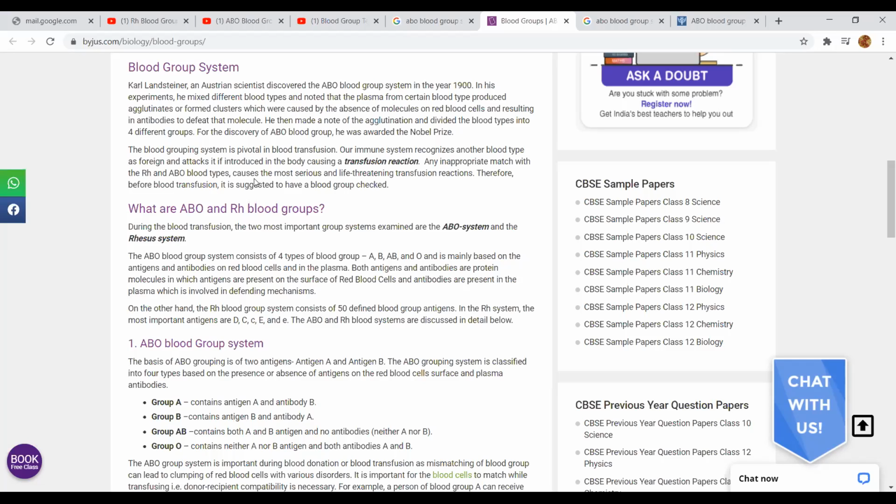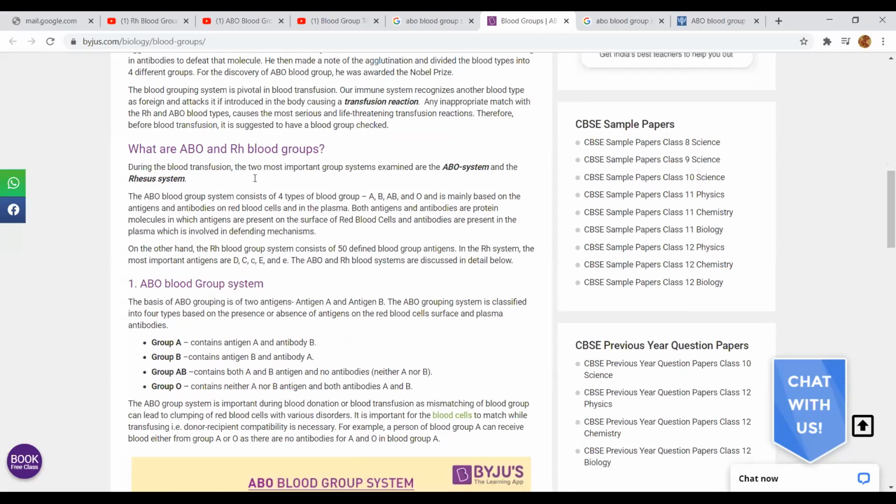Now, on the other hand, the Rh blood group system consists of 50 defined blood group antigens. There are different types of antigens present in this blood, almost 50 defined blood group antigens. In the Rh system, the most important antigens are D, C, small c, capital E, and small e. Now, let us study about this blood group system.